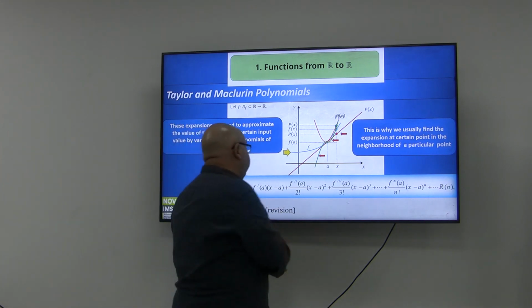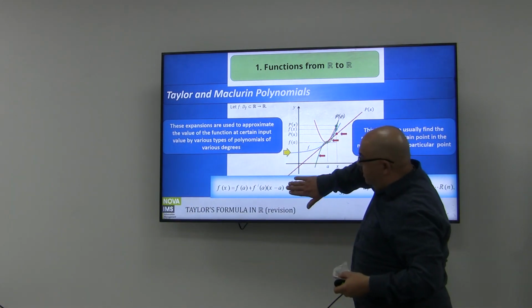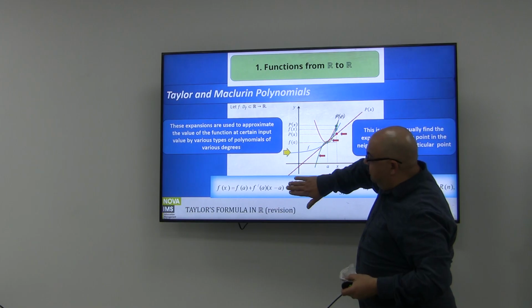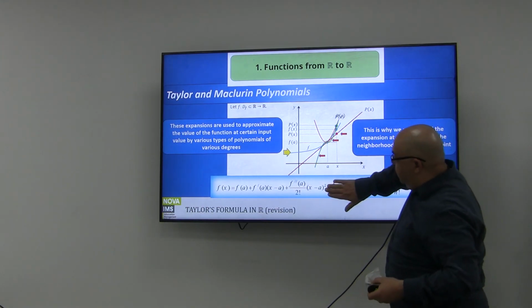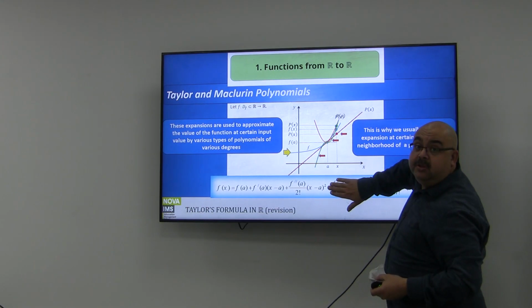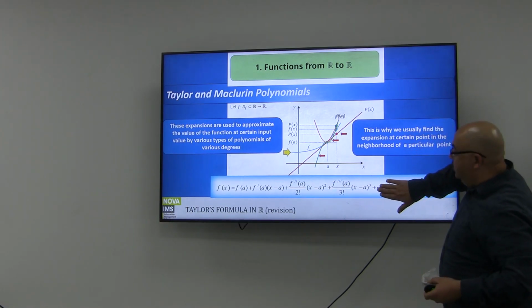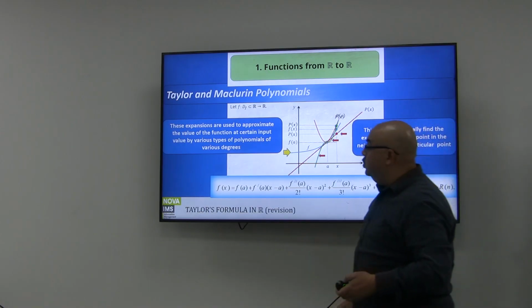So as I told you, if we stop right here, it's going to be the case of the linear function. If I add this term, it's going to be the quadratic. If I add this term, then it's going to be the cubic function, and so on, as I told you.